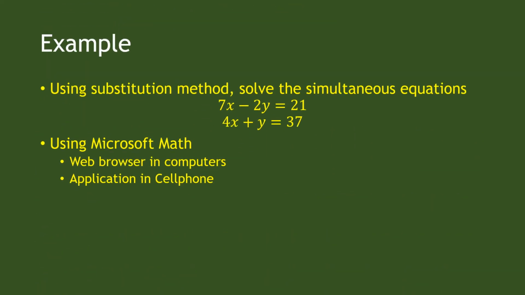Okay, we will use this example. Using the substitution method, solve the simultaneous equations 7x minus 2y is equal to 21 and 4x plus y is equal to 57. Using Microsoft Math, we'll use two versions. One is the web browser, so that you can use it in your computer, or the application in a cell phone or tablet.